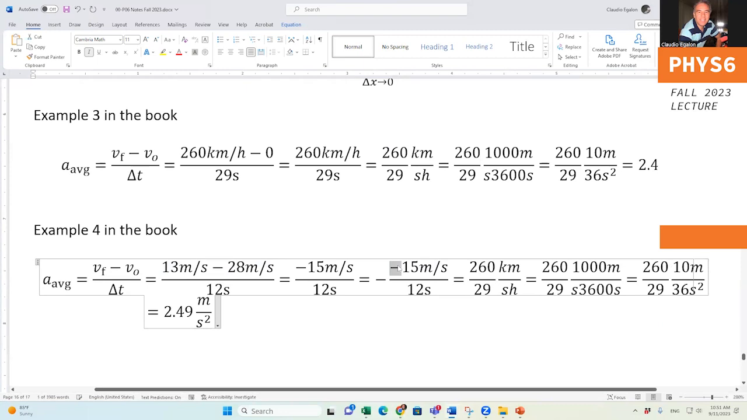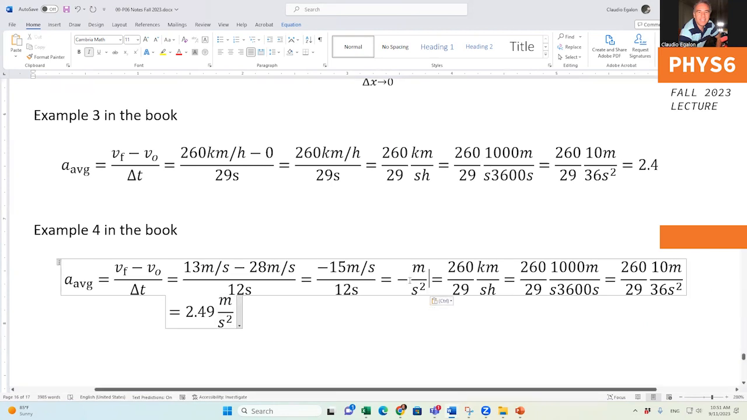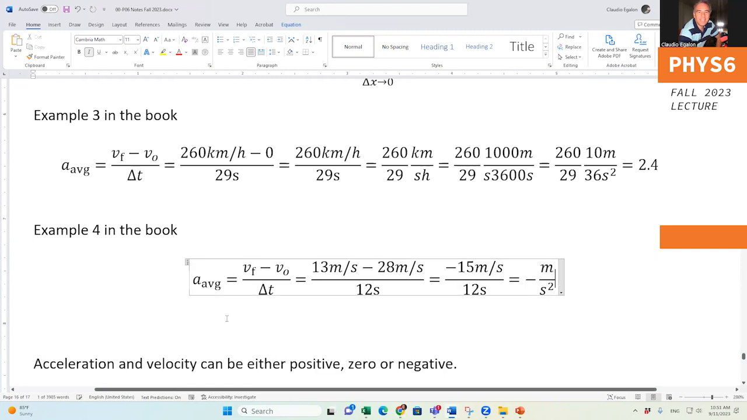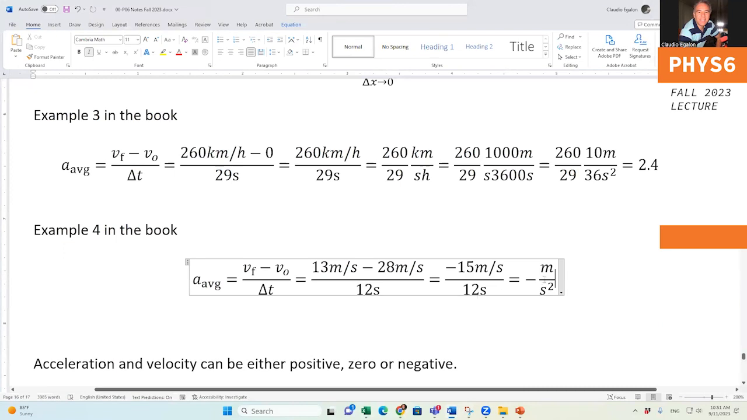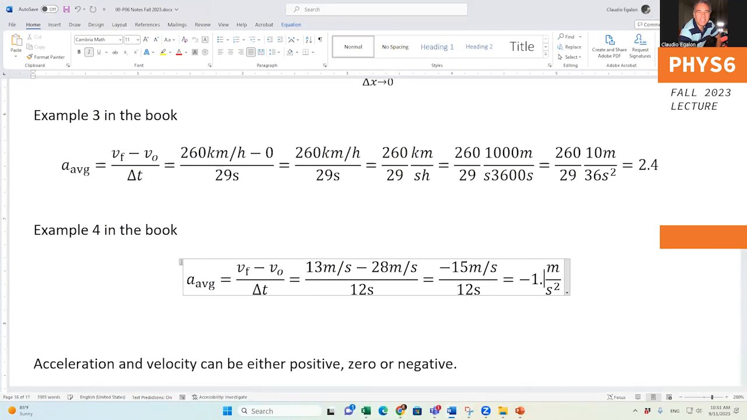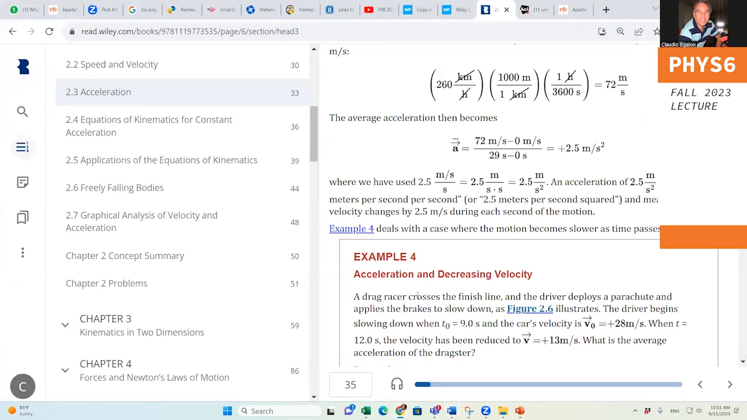We can do that again in Excel. I'm going to end up using the same unit that we had before. I don't need that anymore. 15 divided by 12. 1.25. 1.25 meters per second squared. Is that right? Let's take a look here.